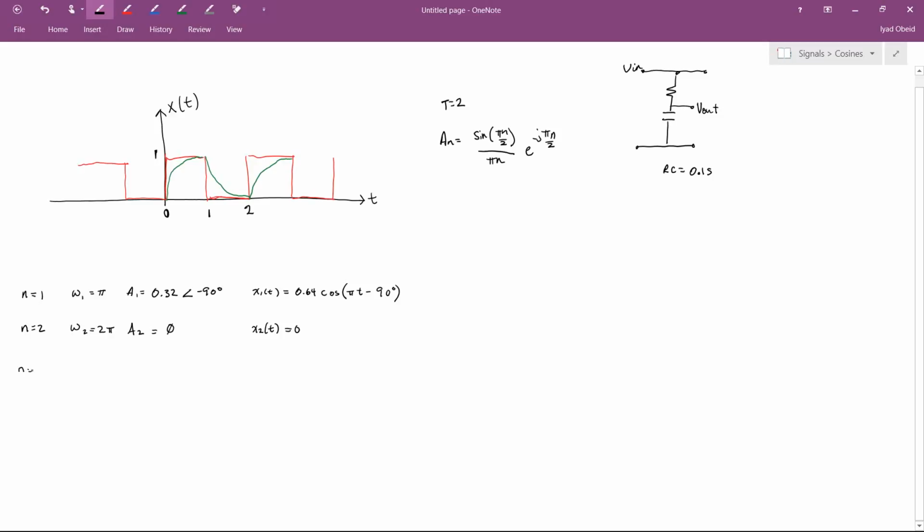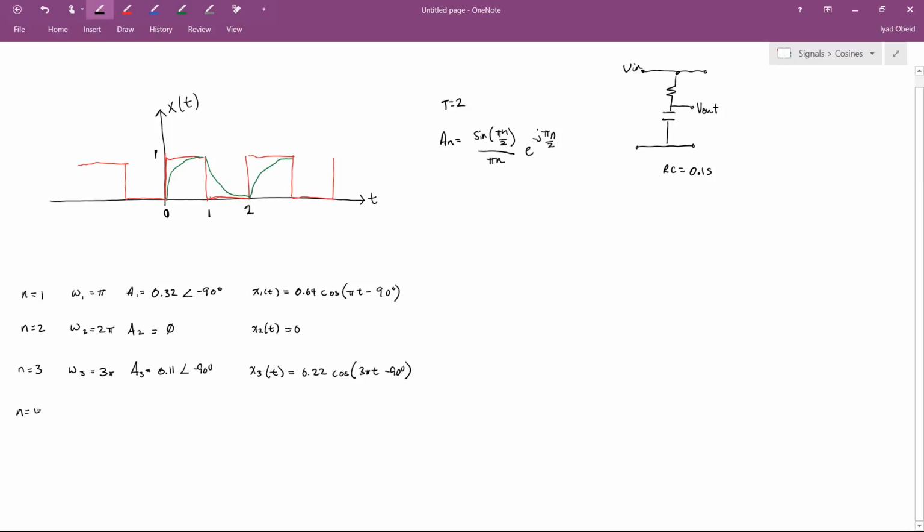I'm going to repeat this for n equals 3, 4, and 5. So n equals 3, the third harmonic. We have omega 3 equals 3 pi. If I substitute n equals 3 into my equation, I get a sub 3 equals 0.11 angle minus 90 degrees. If I go ahead and build the cosine, that gives me x3 of t equals 0.22 cosine 3 pi t minus 90 degrees.